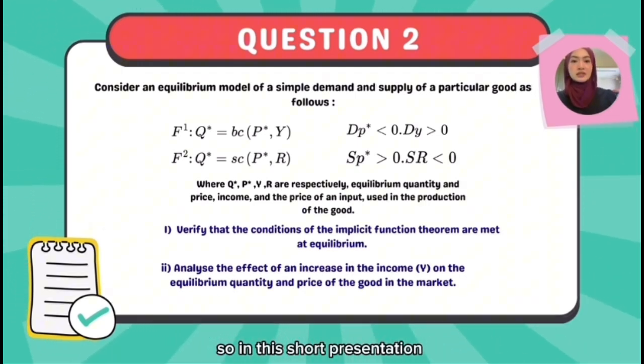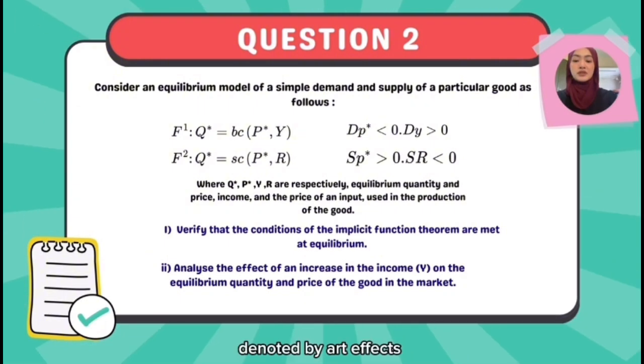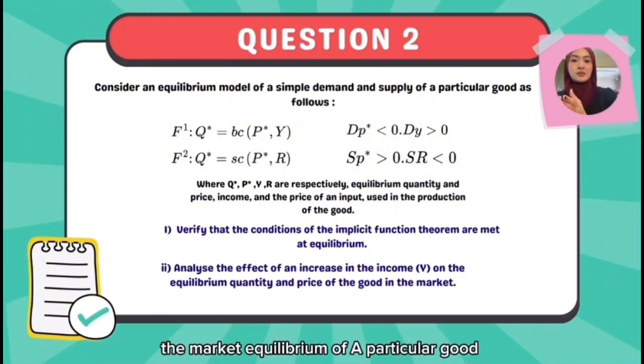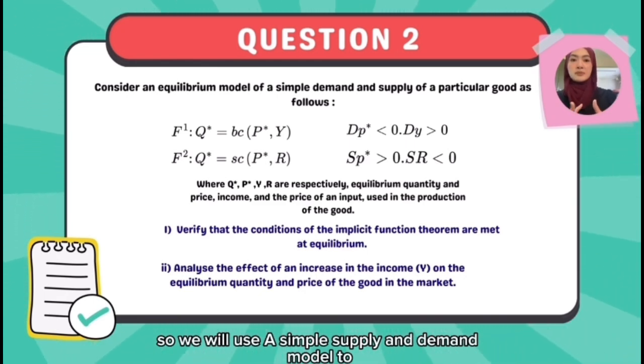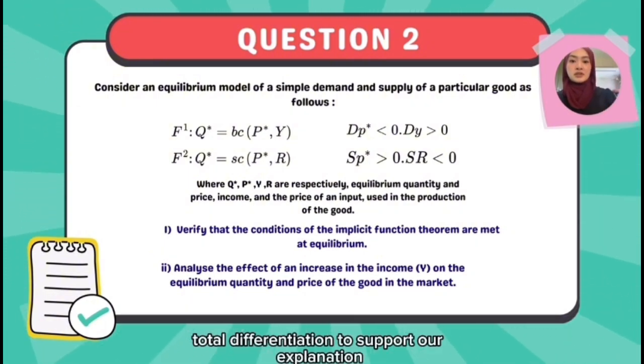So in this short presentation, I'll explain how an increase in the price of input denoted by R affects the market equilibrium of a particular good. So we will use a simple supply and demand model and apply total differentiation to support our explanation.